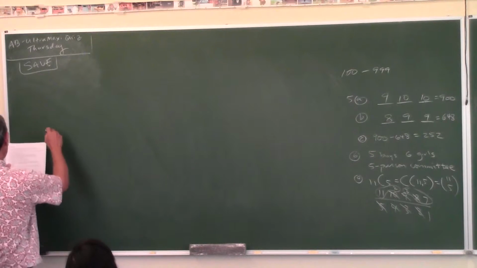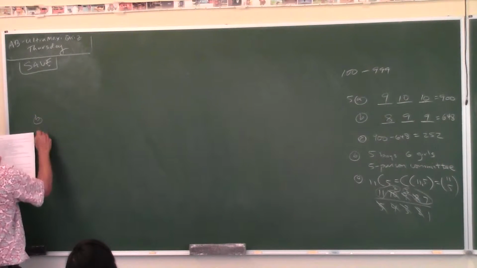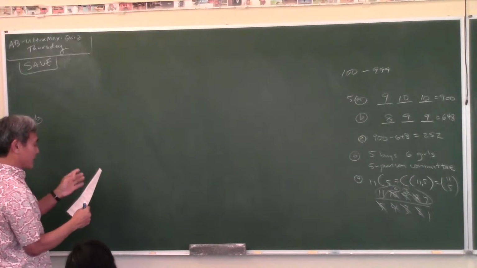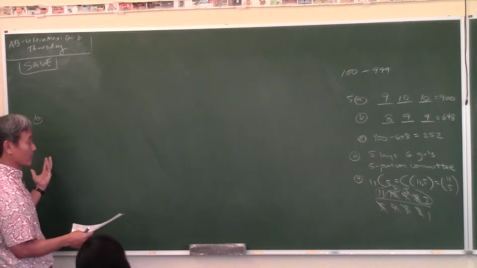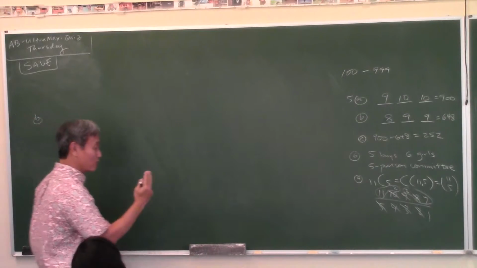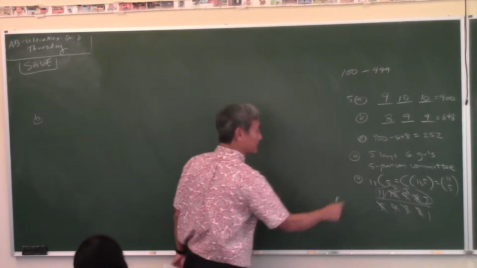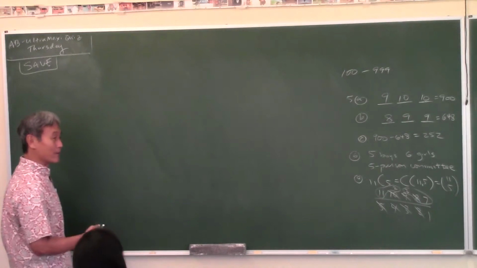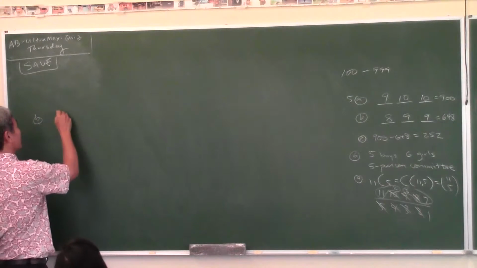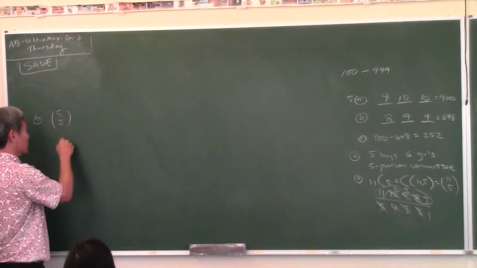Oh, we're on 6AB now. How many committees are possible if each committee must contain 2 boys and 3 girls? Okay, this was on the homework. Now, I want to select 2 boys. How many boys do I have to choose from? 5. So, how many ways can I select the boys? 5 choose 2. I'm going to write it like that.